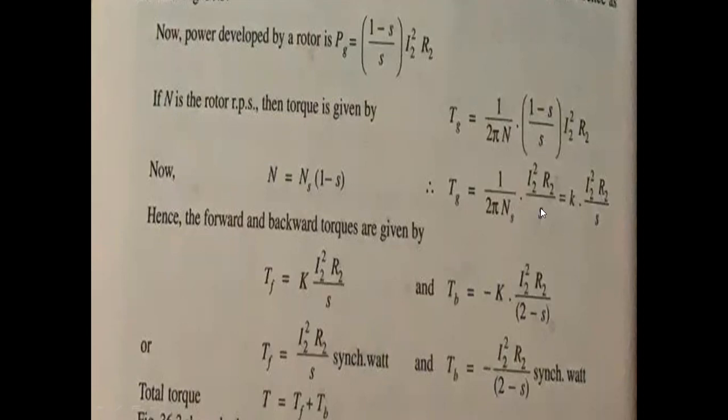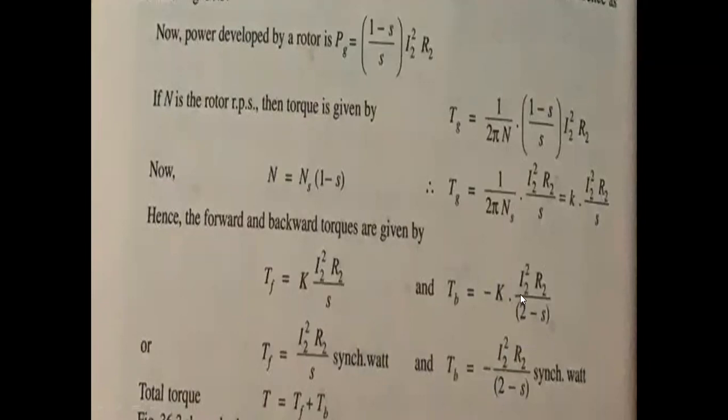So from here, I can write K is 1 by 2 pi NS. K into I2 square R2 by S. This is the torque equation. So from here, I will write the backward torque and forward torque. So forward torque, if I take that positive, backward torque you have to take negative. Suppose forward torque is taken as negative, then we should take the backward torque as positive. Okay. So TF is equal to K into I2 square R2 by S. Then TB is equal to minus K into I2 square R2 by (2 minus S).